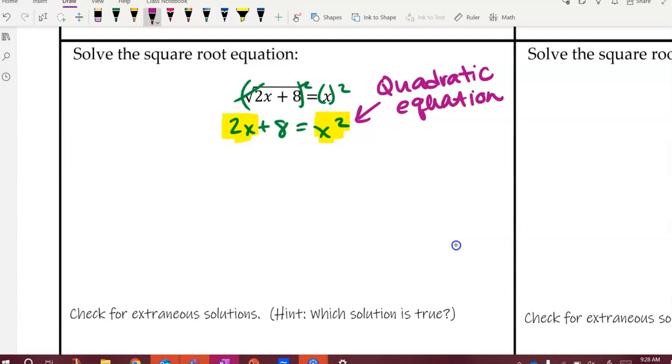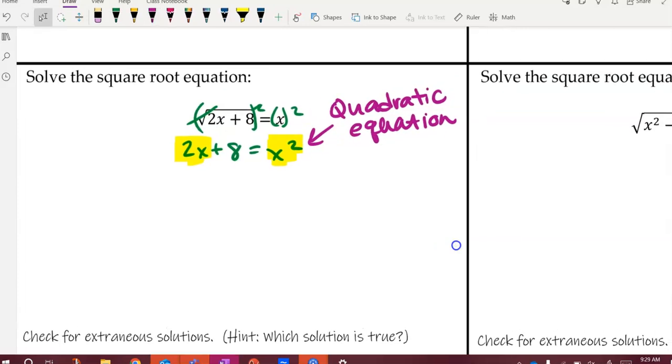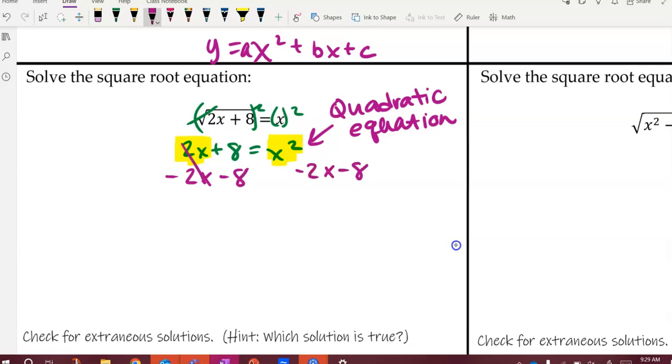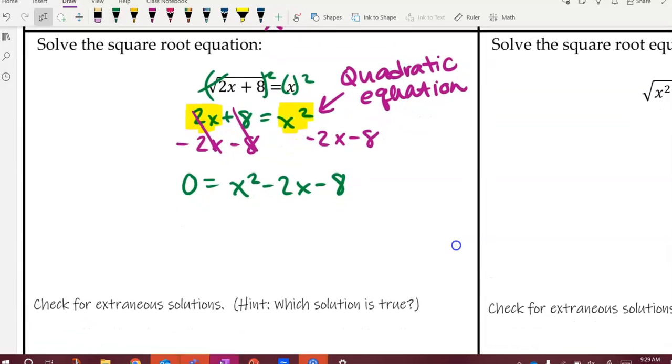When we have a quadratic equation, we need to bring everything over to one side so that our equation is written in standard form. This is standard form. So we have the x squared on the right. So all we're going to do is subtract everything over the left, leaving us with 0 on the left. Now we can identify what our a, b, and c is. We can factor and set our factors equal to 0. This is how we solve quadratics, by factoring.